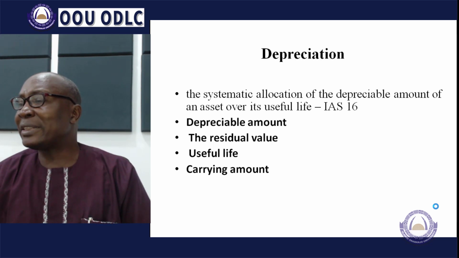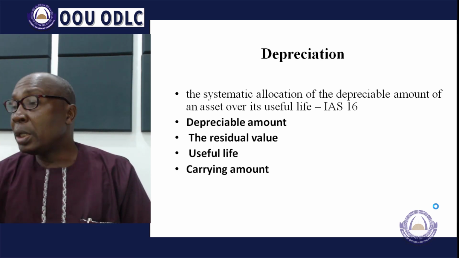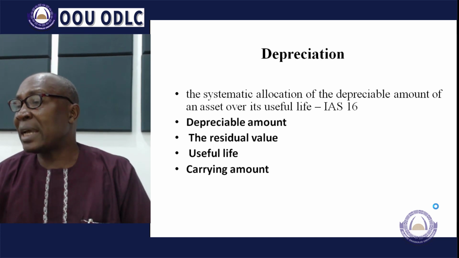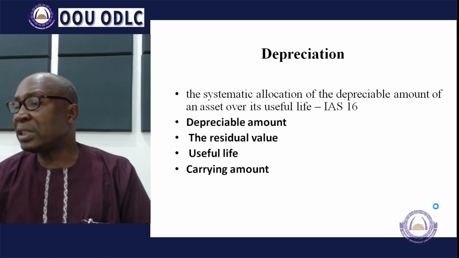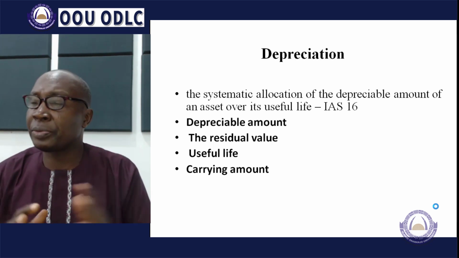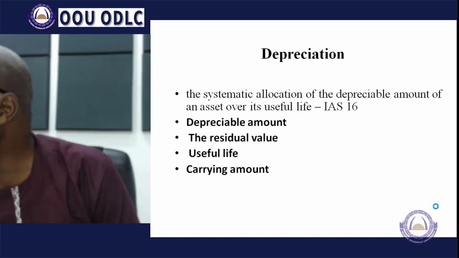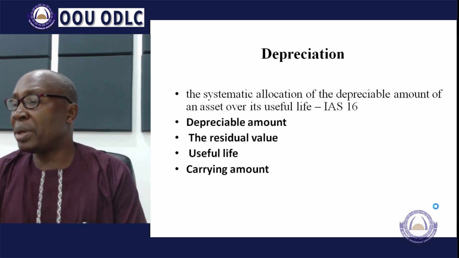We have another method called the diminishing balance method. This is otherwise called the reducing balance method. In this method, the depreciation charge for an accounting period is calculated by applying a constant percentage to the carrying amount of the asset brought forward from the previous period. This method results in a decreasing depreciation charge in each successive period. Unit of production method.